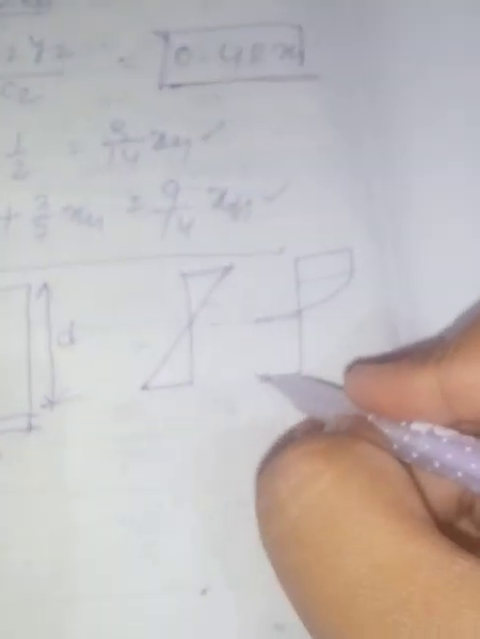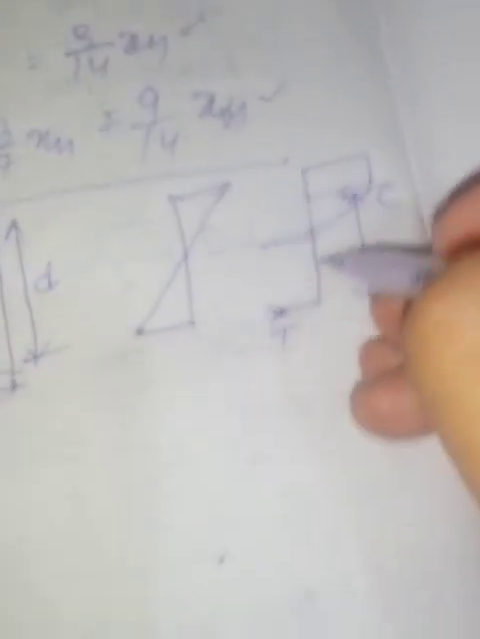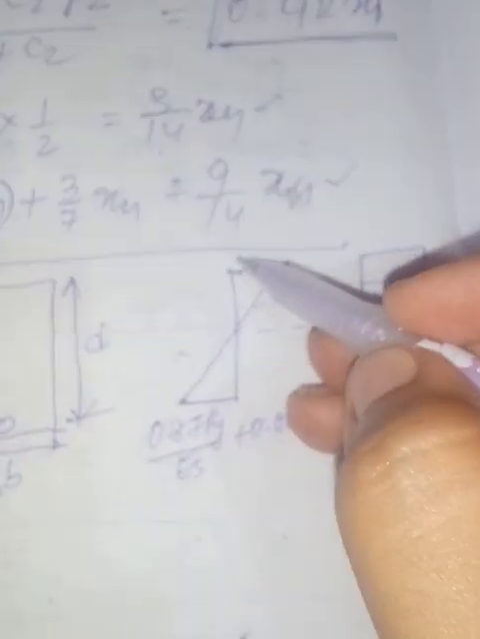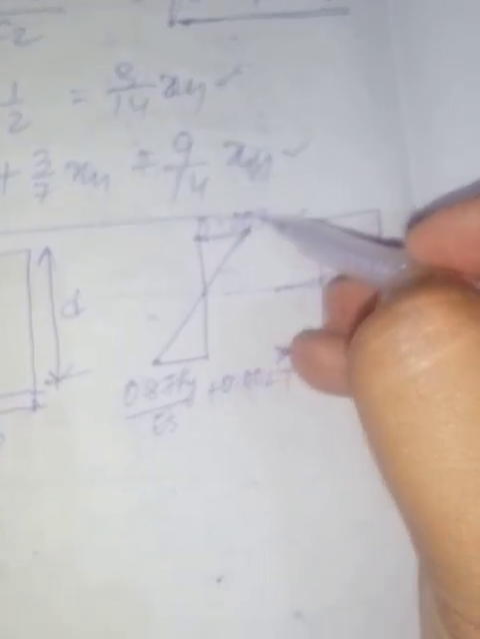Here tensile force is T, here C. This lever arm is D subtract 0.42 XU, and here 0.87 Fy ratio Es plus 0.002, and at the top 0.0035. This is the block diagram of RCC. And this is Ast.